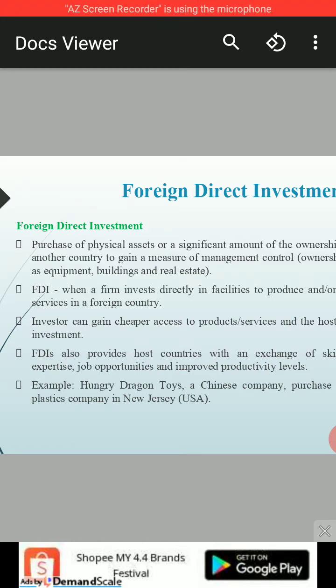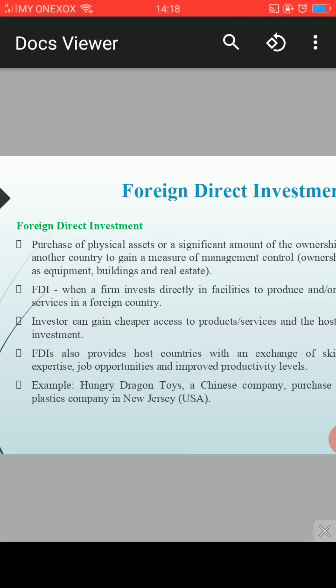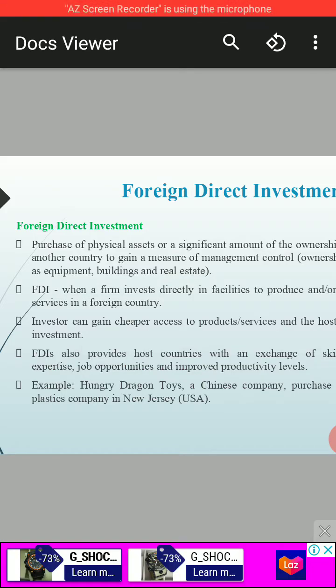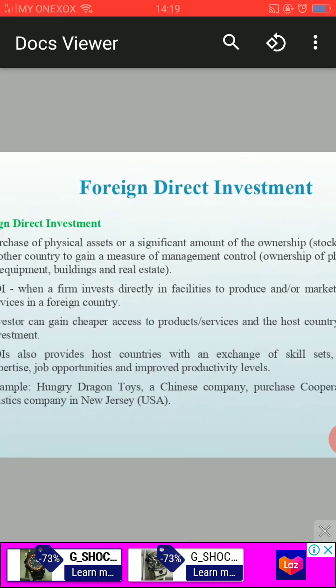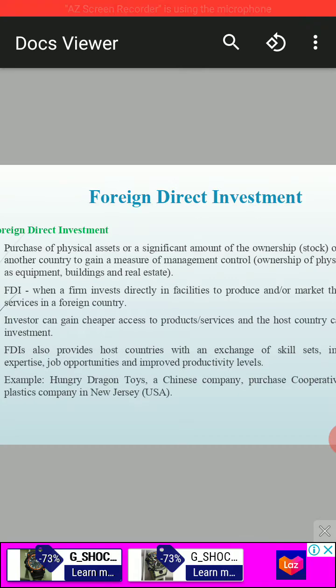So the benefit of having this foreign direct investment is the investor can gain cheaper access to product and services, and the host country can get valuable investment. Okay, so what we know here is that FDI involves the transfer of management, technology, product, and also expertise and skill. So FDI investors can gain access to cheaper product or services. Usually the motive is to get cheaper labor cost and cheaper resources. And for the FDI also, they provide the host country with an exchange of skill, information, expertise, and job opportunities.